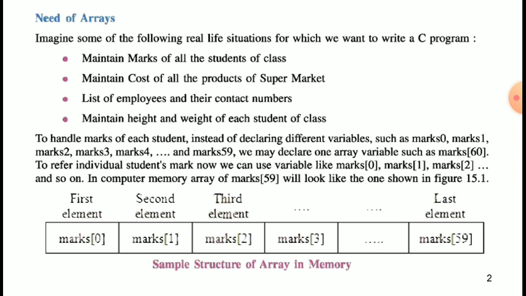we may declare one array variable such as marks[60]. So to refer to individual students' marks, now we can use variables like marks[0], marks[1], marks[2] and so on. In computer memory, array of marks[60] will look like the one shown in figure 15.1. So that is a sample structure of array in memory. That is the first element, second element, third element and that is the last element.